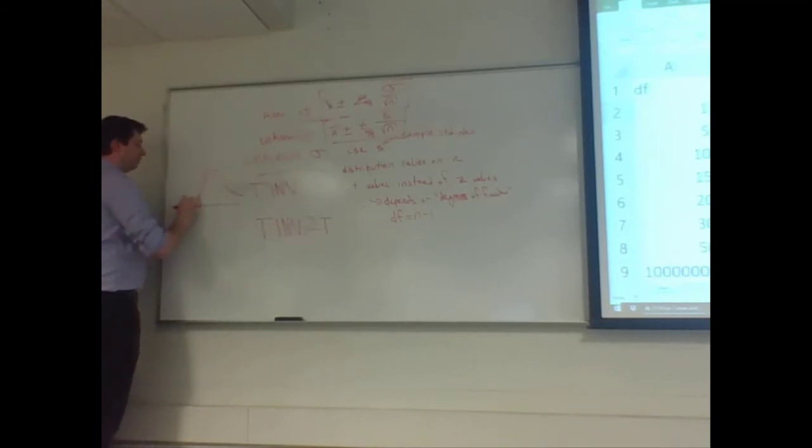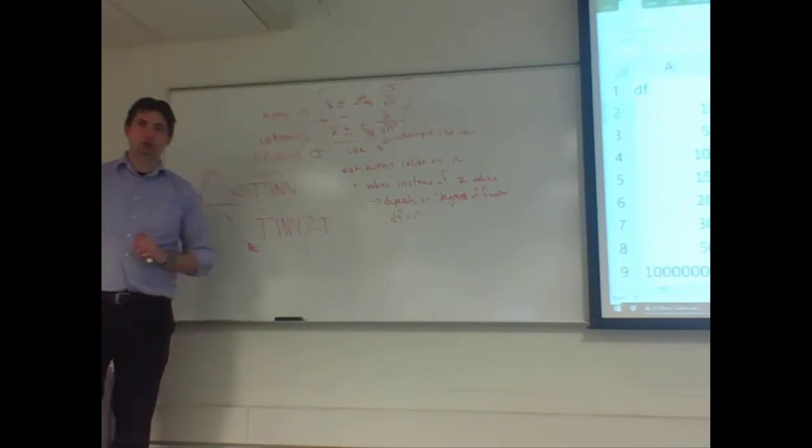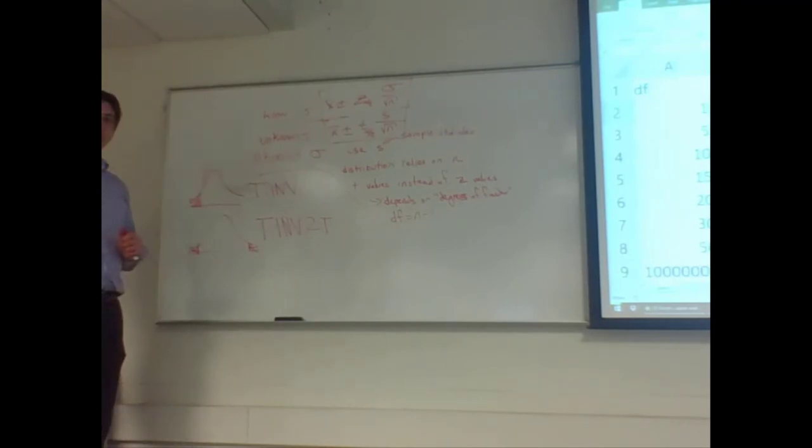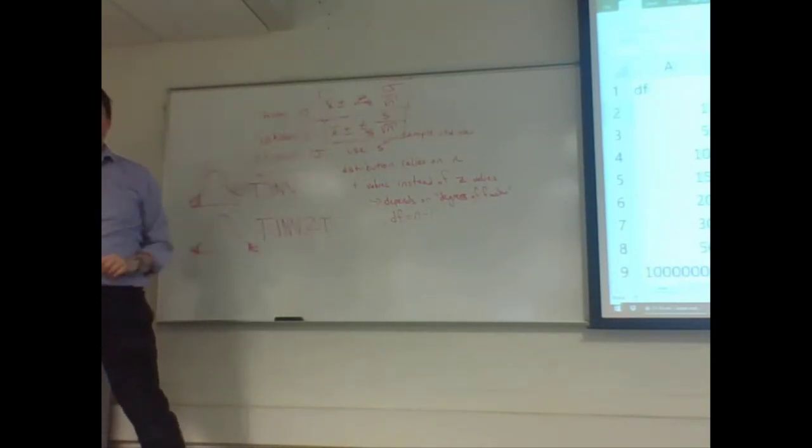And t invert just looks at this area. T invert 2t takes out alpha, divides it by 2, and sticks on either side. This value will always come out positive. This value will come out positive or negative depending on where you're going. Any questions? Yeah? Well, what we're going to be doing a lot next class is talking about when to use 1 or 2 tails. For our purposes, though, for confidence intervals, they always use 2 tails. That's why alpha is divided by 2, because you're going in 2 different directions.